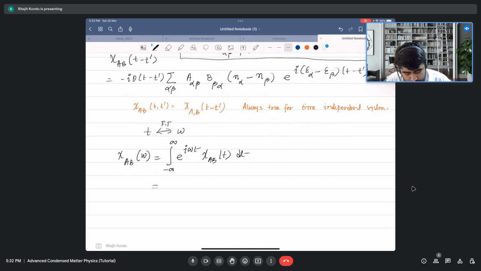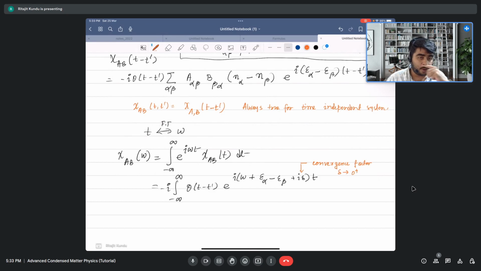So let's do this calculation. Let's first just look at the time dependent part, because all of the other things, the summations over alpha beta, are time independent, and at the end we will put everything together. So the time dependent part is just theta of t minus t prime, and I will also keep the minus i, and e to the power i omega plus epsilon alpha minus epsilon beta, plus i delta. Okay, so I'll keep another convergence factor. So this is called a convergence factor, and delta is a 0 plus, a very small positive number.